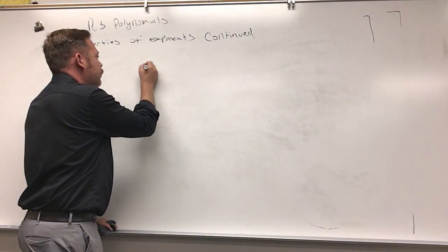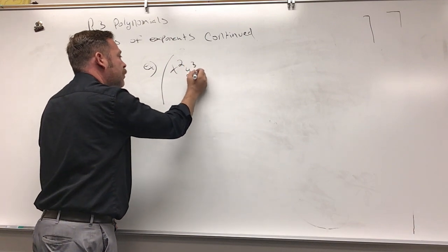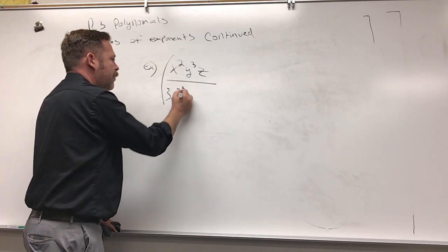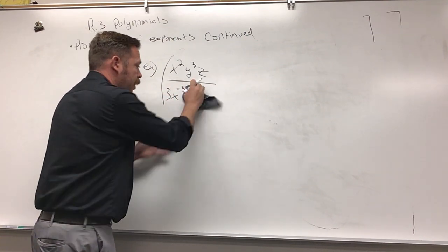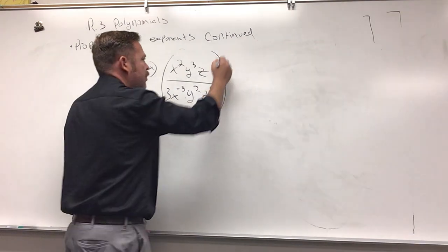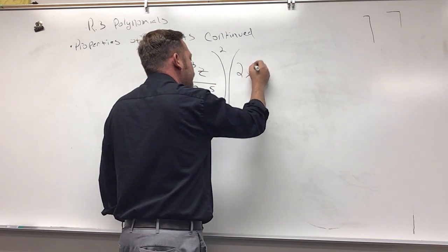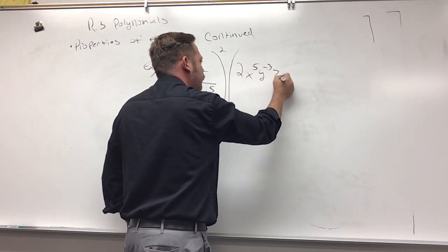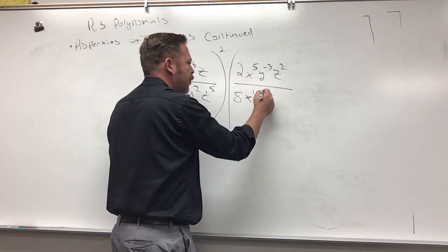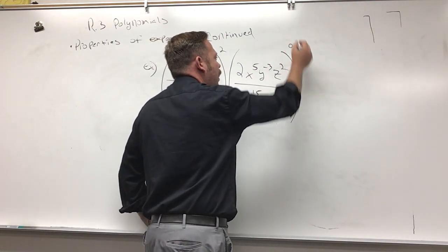All right, here we go. (x squared y cubed z over 3) to the negative... 3x to the negative third y squared z to the fifth, squared. And then let's do 2x to the fifth y to the negative third z squared over 8x to the 15th y z to the third. And let's do this to the 0 power.